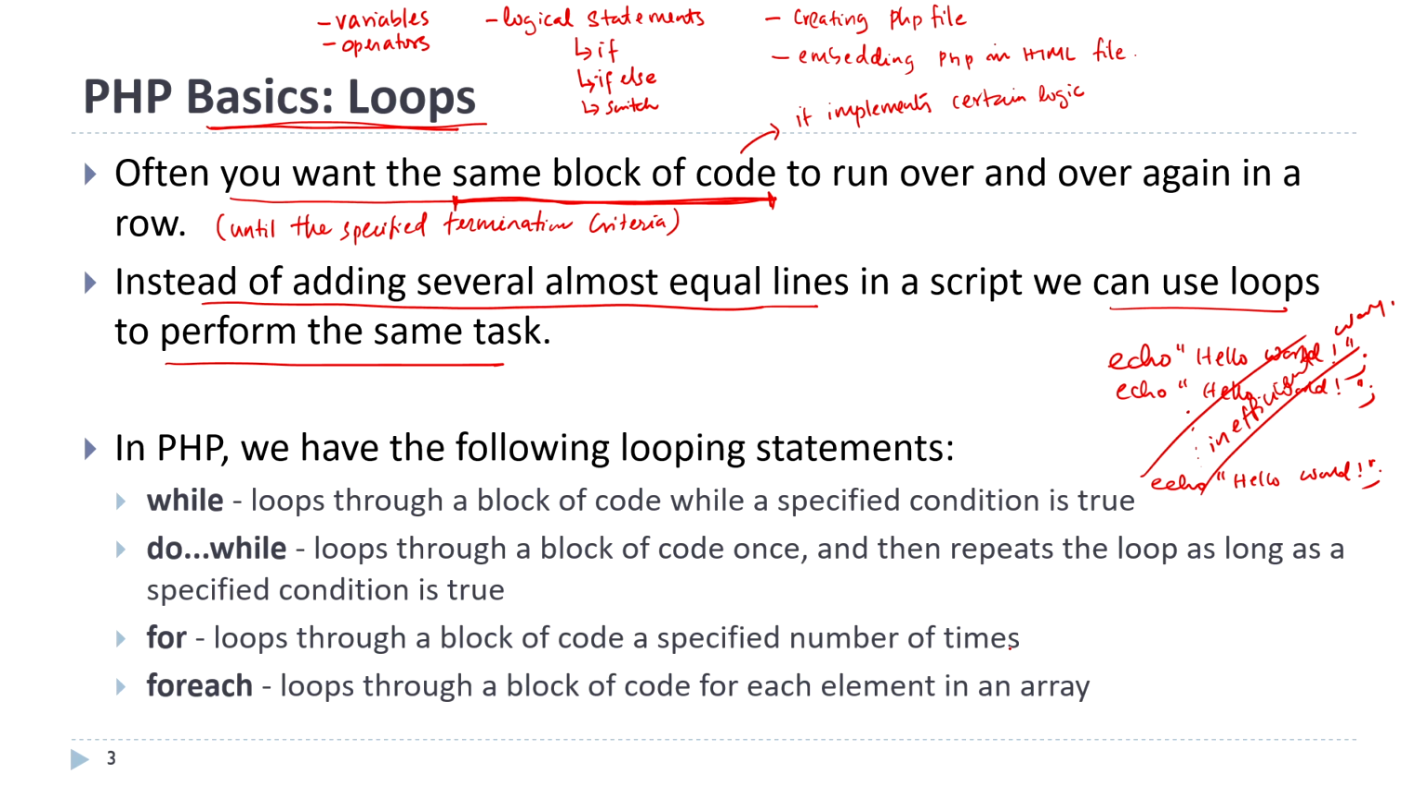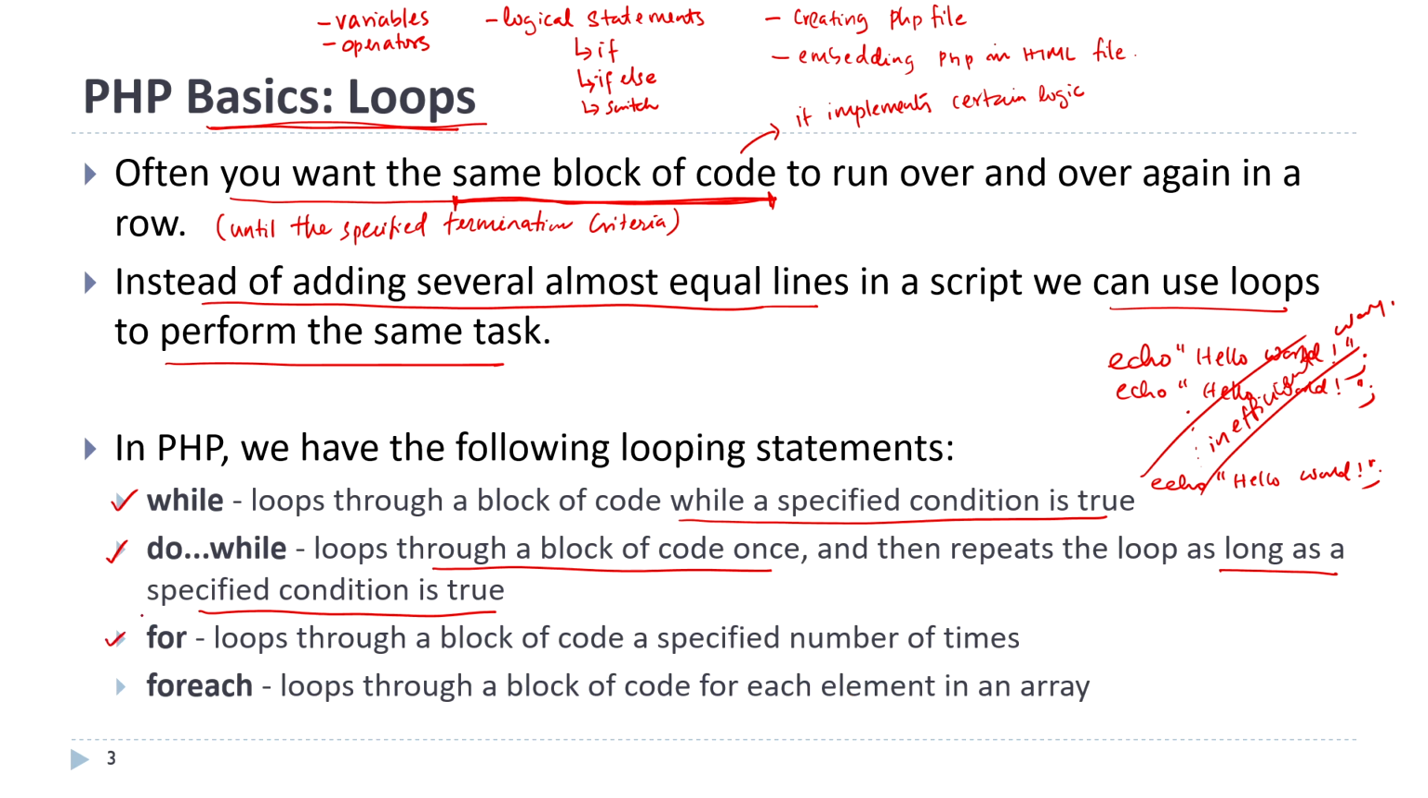In PHP we have 3 major loop statements, and there is one which is specifically meant for associative arrays. The major loop statements are while, which loops through a block of code while a specified condition remains true. There is also do while, which again runs as long as the condition is true, but the difference between while and do while is that do while will execute the code at least once, whereas with the while loop there is no guarantee that the code will be executed even once.